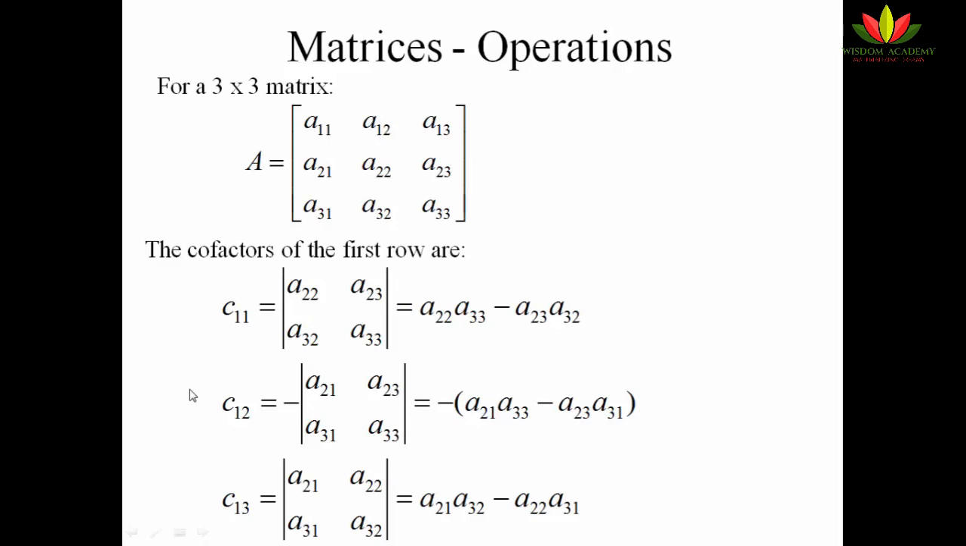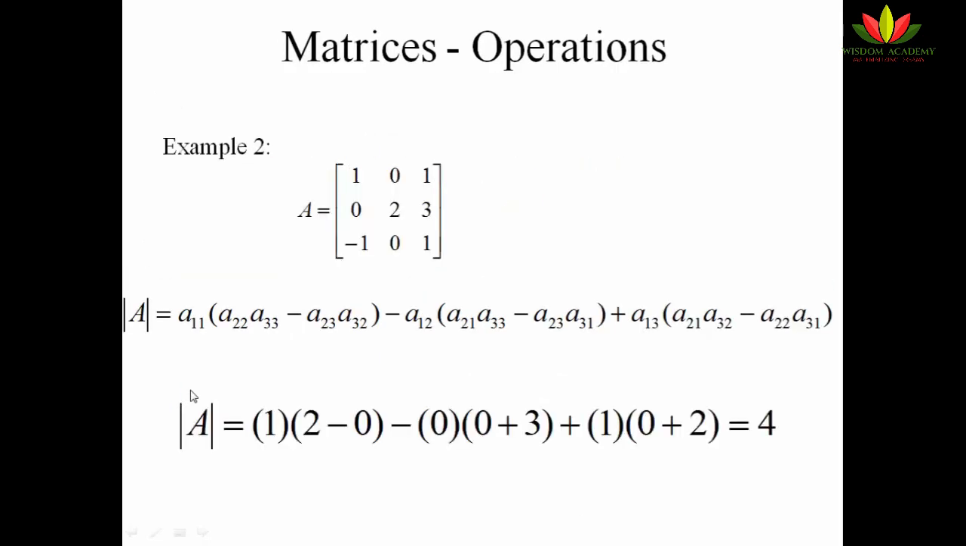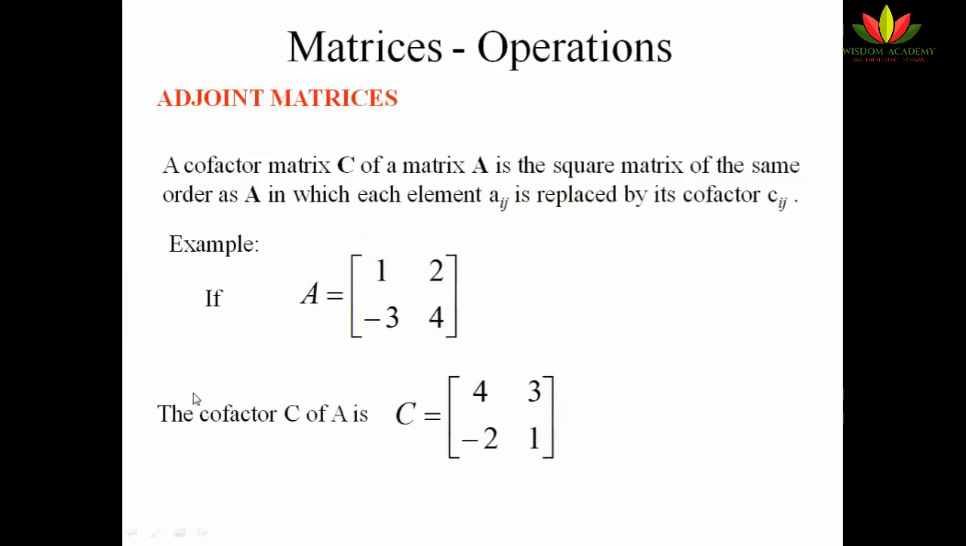Okay, so cofactor, everything now you know how to find. Next is the adjoint of your matrix. How to find the adjoint of a matrix? Adjoint is nothing but taking the transpose of the cofactor matrix.